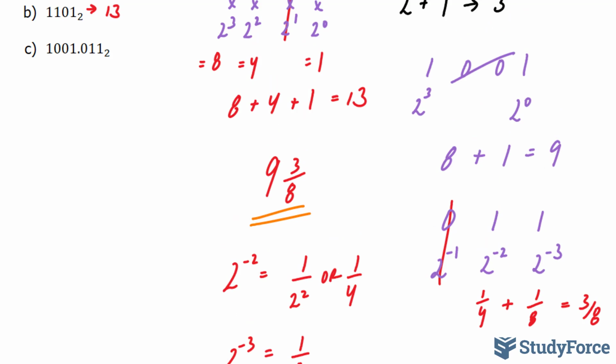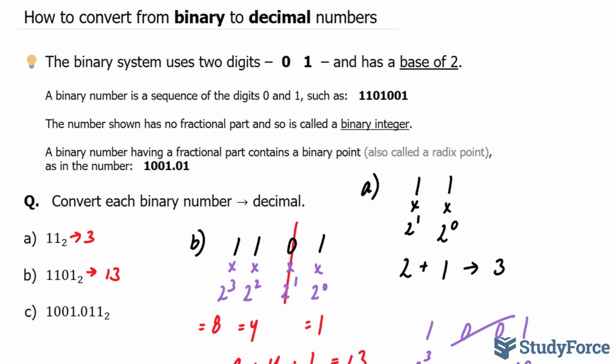And there you have it. 3 examples on how to convert from binary to decimal numbers.